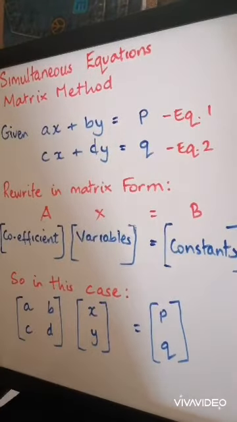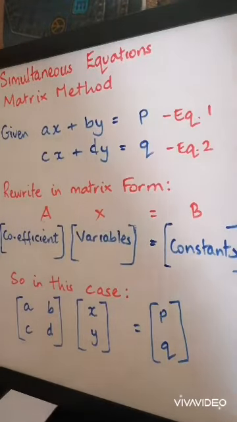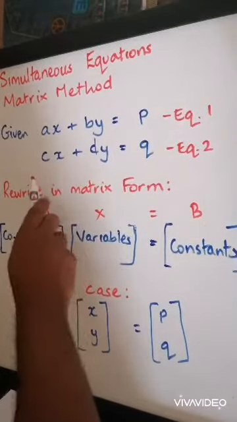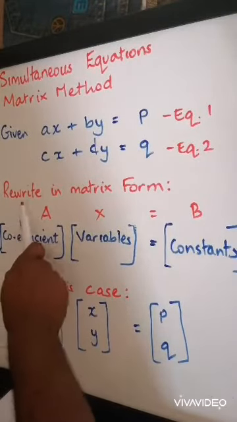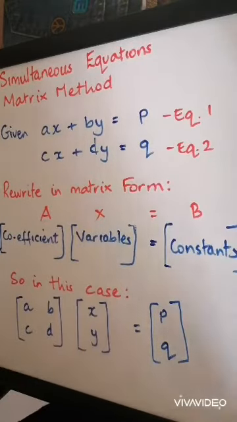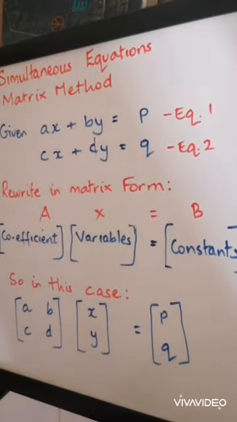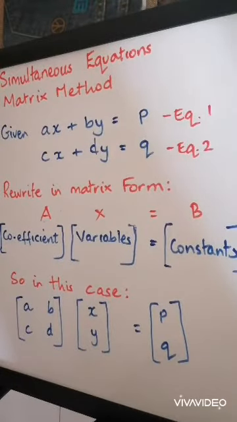So, in order for us to solve them using the matrix method, they first must look like matrices. And we can clearly see that this here does not look like a matrix. So what we're going to do, we're going to rewrite in a matrix form, what they often call the augmented matrix, where AX equal to B. So, what does that mean?